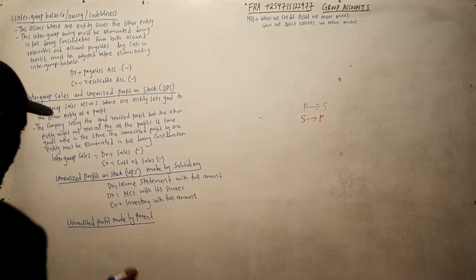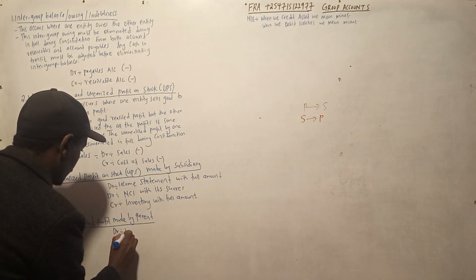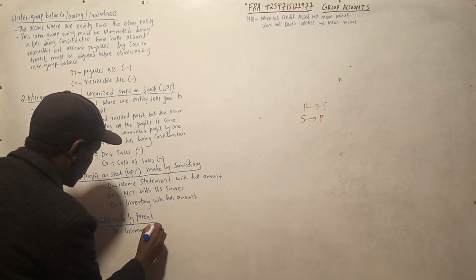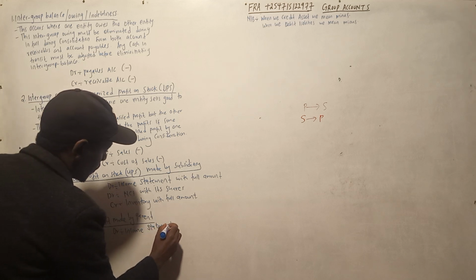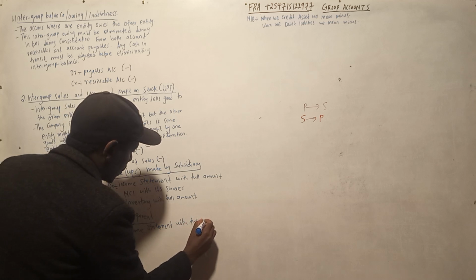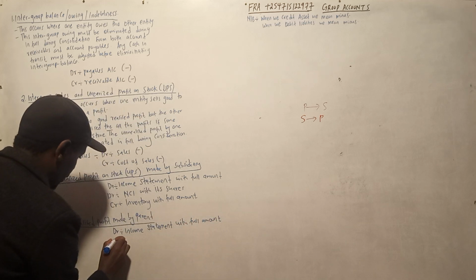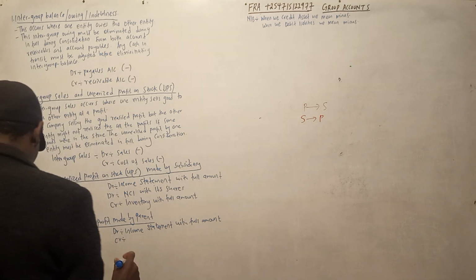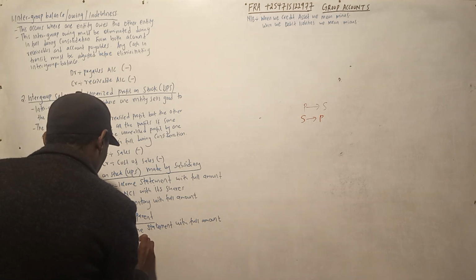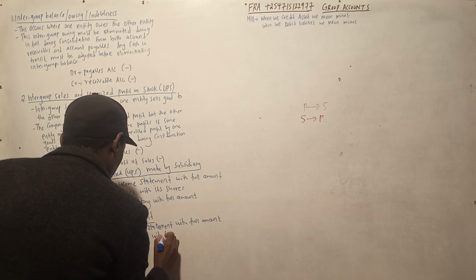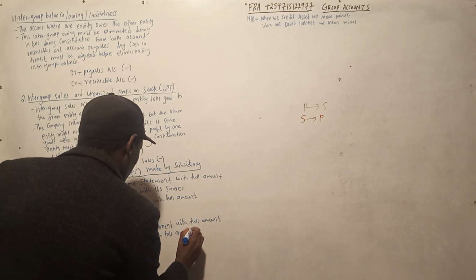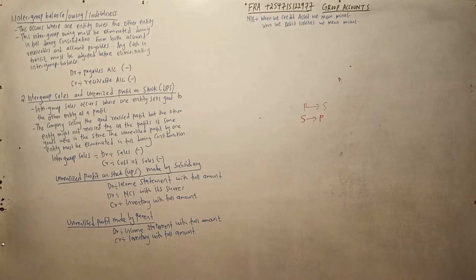So we debit the income statement with the full amount, and then we credit the inventory with the full amount. That is the UPS.